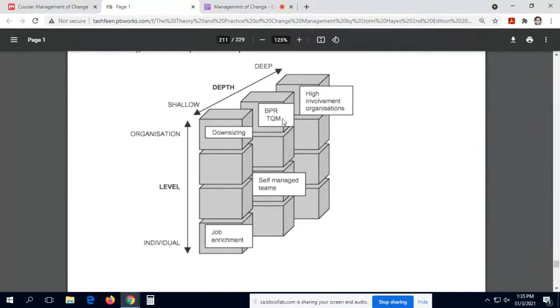What is TQM? I think it is total quality management, and business process re-engineering, I think. So that, or then if you want to go deep, high involvement organizations.